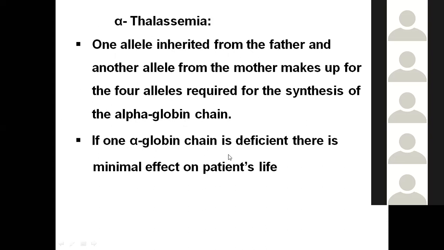Now, if one alpha globin chain is deficient, there is minimal effect on the patient's life. अगर एक alpha globin chain deficient है, so that is thalassemia minor. Okay, thalassemia minor is because the inheritance is from one parent, right? And there is minimal effect on the patient's life.